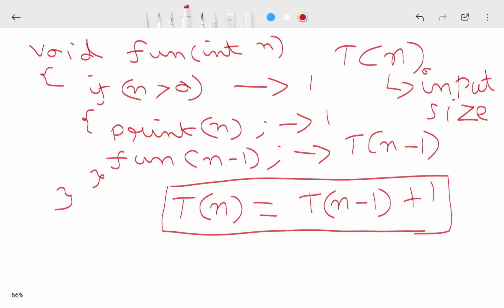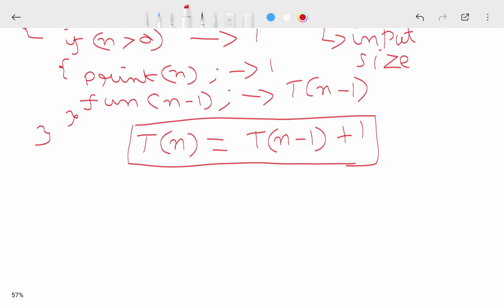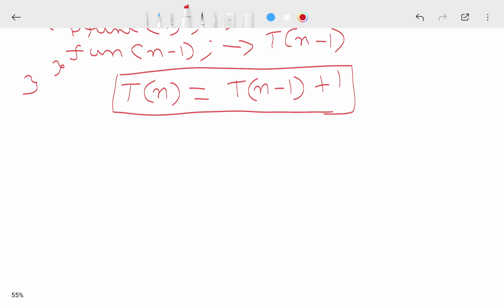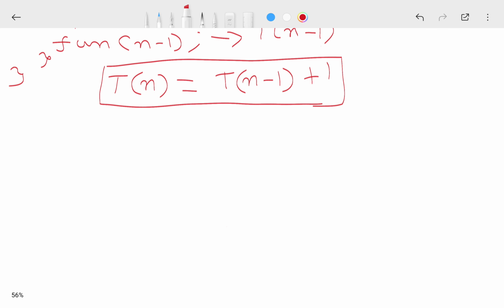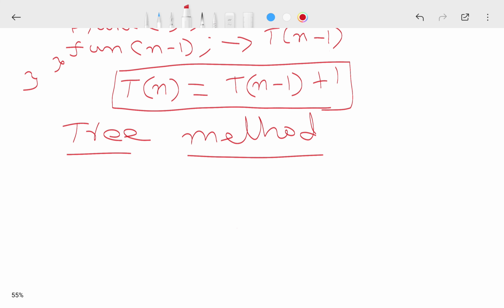So this is a simple recurrence relation. Now, how do we find the actual time complexity of this recursive function? I already told you one method, that is the tree method, so I will explain how the tree method can be applied. In the tree method, suppose n equals 3.